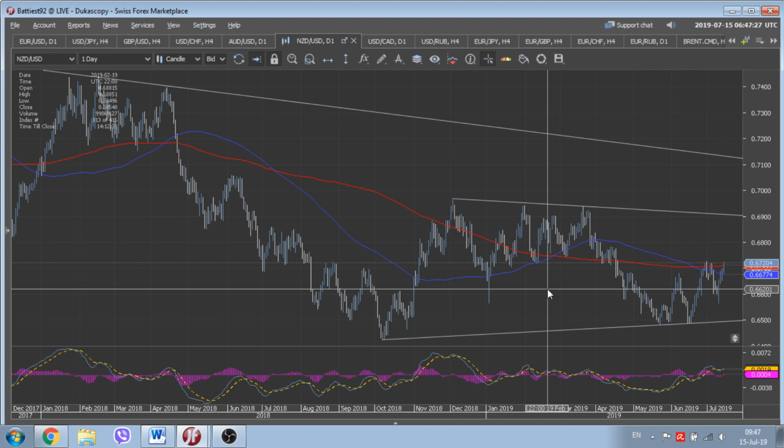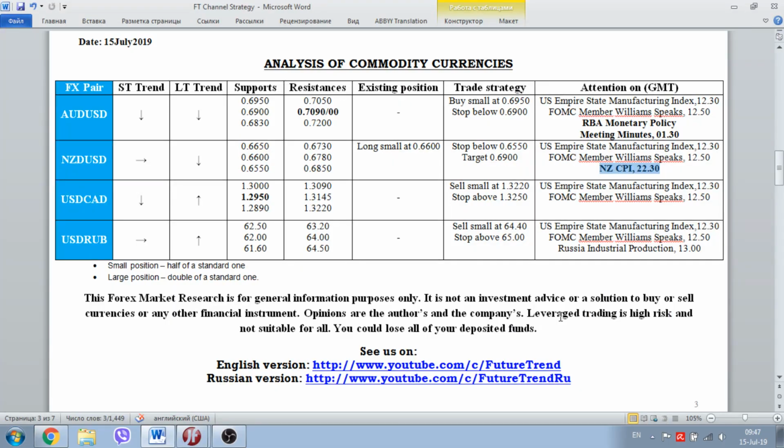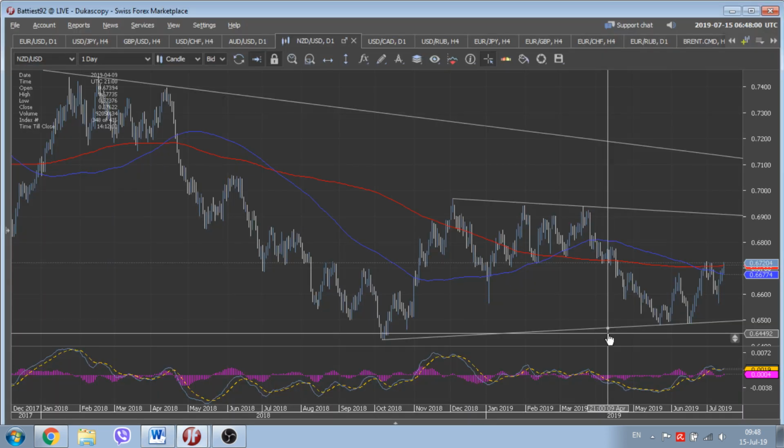Of course, we should take into consideration the New Zealand Consumer Price Index. It's quite an important barometer for the central banks in the developed market right now, and for sure for the Reserve Bank of New Zealand as well. So pay attention to these numbers, because if they come in above expectations, you could wake up tomorrow and see the Kiwi dollar much higher from local levels.